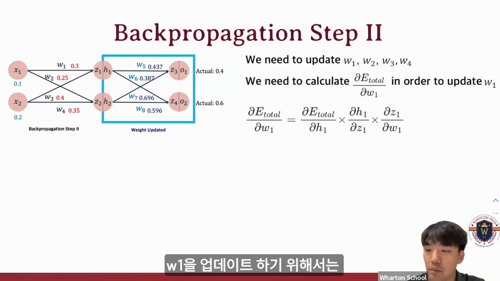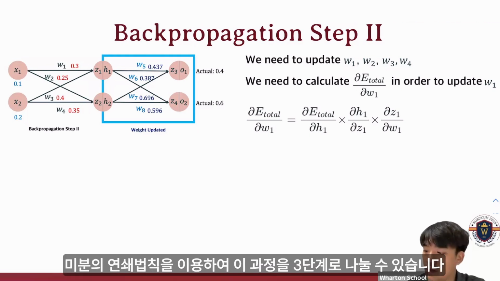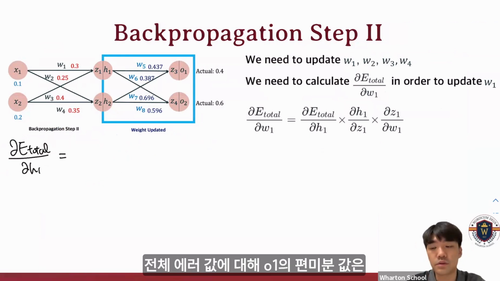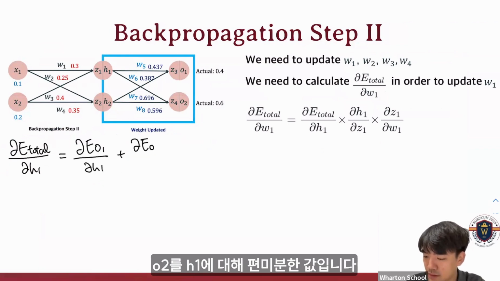To update W1, we need to calculate the partial derivative of E total with respect to W1. Using the chain rule, we break this down into 3 parts. Now we can write the partial derivative of E total with respect to H1 equal to the partial derivative of EO1 with respect to H1 plus the partial derivative of EO2 with respect to H1.